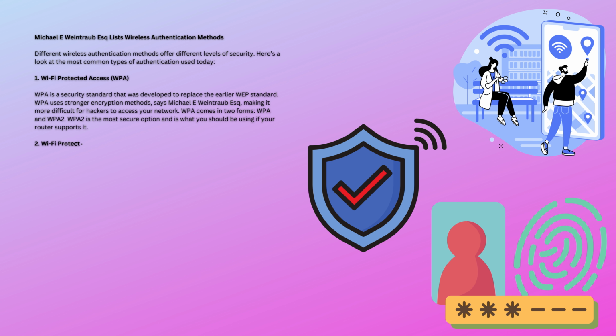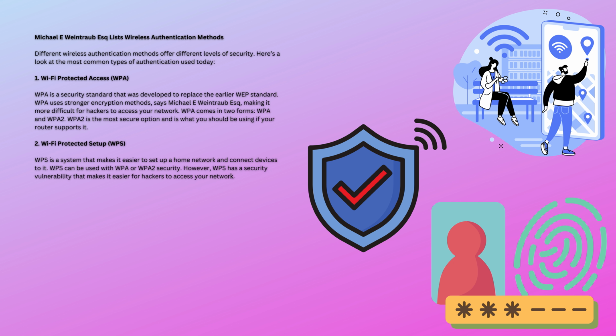2. Wi-Fi Protected Setup, WPS. WPS is a system that makes it easier to set up a home network and connect devices to it. WPS can be used with WPA or WPA2 security. However, WPS has a security vulnerability that makes it easier for hackers to access your network. For this reason, it's best to disable WPS on your router if possible.